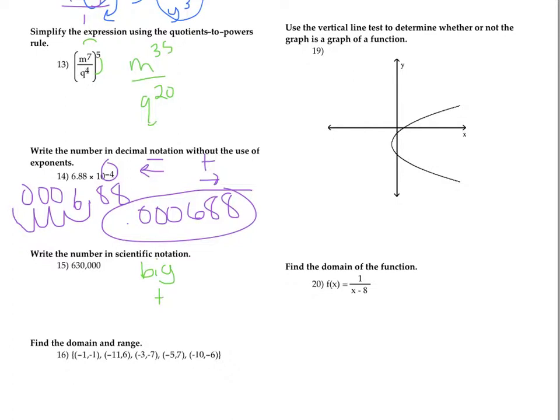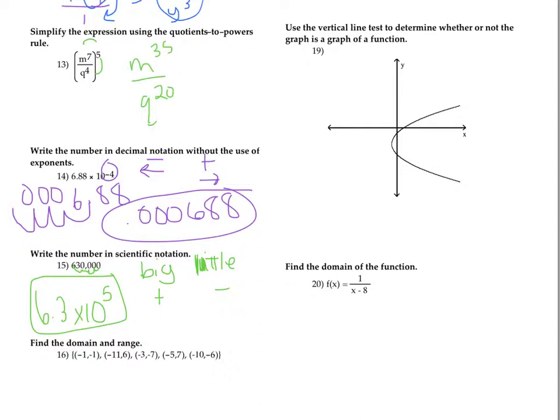To write a number in scientific notation, if it's a big number, we're going to end up with a positive exponent. If it's a little number, we end up with a negative exponent. Little is what that says, trust me. So we would have to move this 1, 2, 3, 4, 5 times to get 6.3 times 10 to the positive 5, because 630,000, that's a big number.